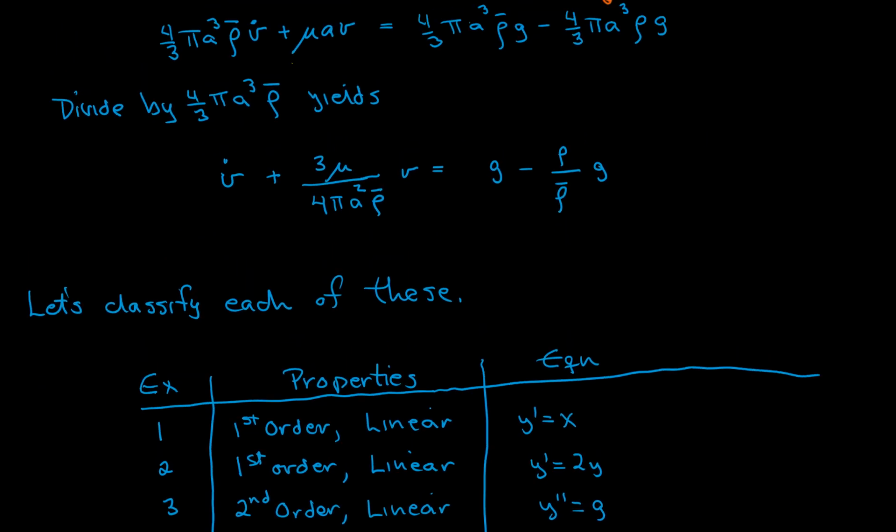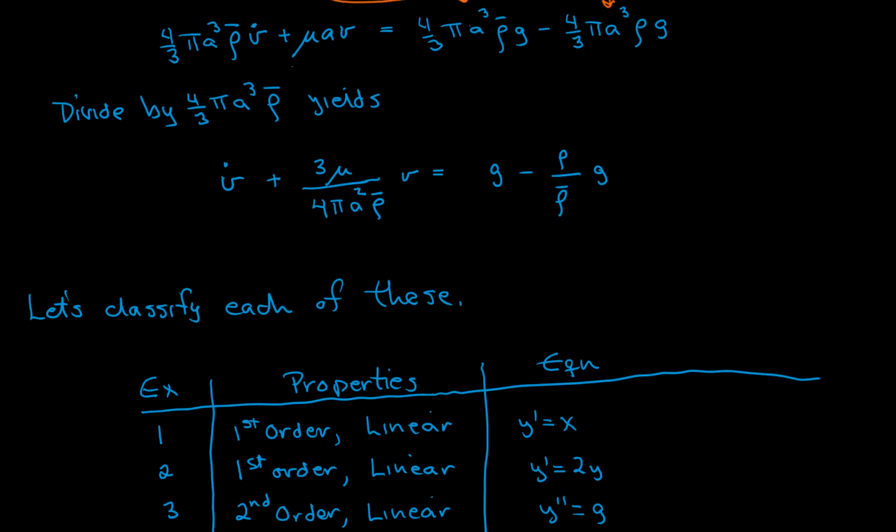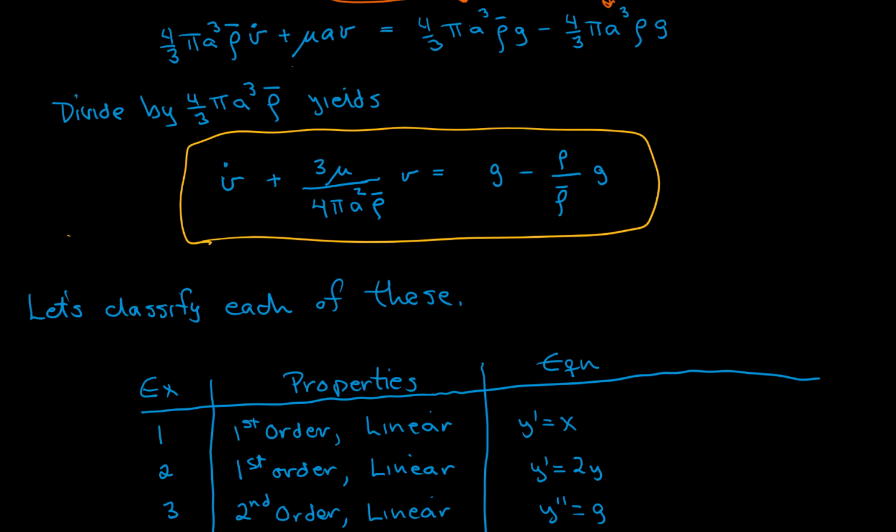When I divide by that coefficient, I have v prime plus, and I'll leave the algebra to you, 3 mu over 4 pi. One of the a's cancels, and we have a squared rho bar v equals, and then on the right hand side, lots of stuff cancels out, and we just have g minus rho over rho bar times g. Okay, so this gives us a differential equation. Differential because it involves a derivative.